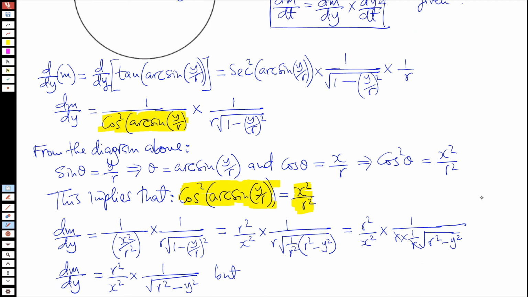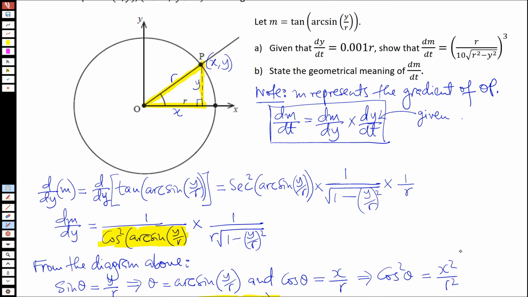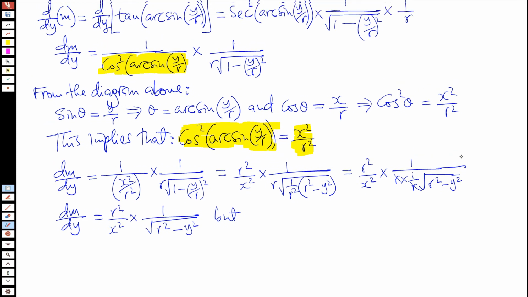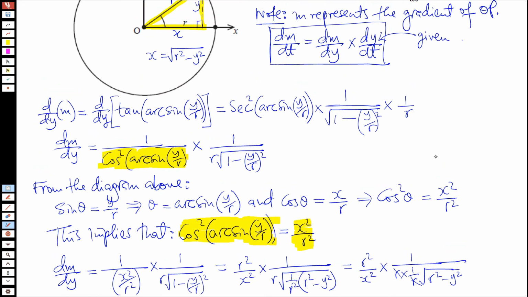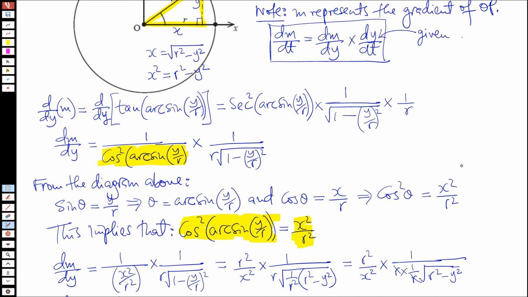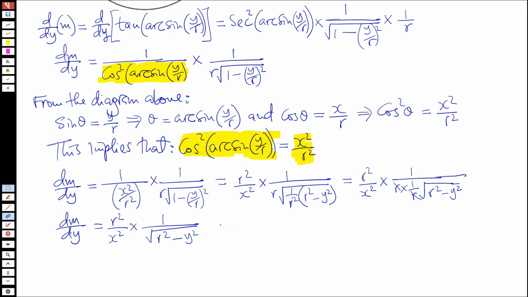But we know again from the diagram above, by Pythagoras theorem, that x will be equal to the square root of r squared minus y squared. So if x is equal to that, x squared will be equal to r squared minus y squared, and this is by Pythagoras theorem. So in our expression we can write this as r squared over, now instead of x squared we write r squared minus y squared, multiplied by 1 over the square root of r squared minus y squared.